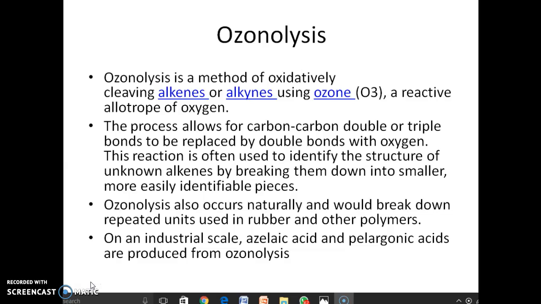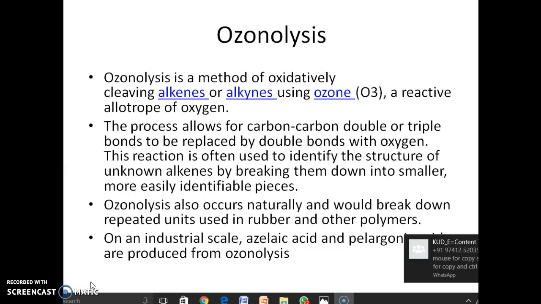Hello, good evening students. Today I will discuss some of the reactions of alkenes, like ozonolysis and hydration reactions. So first we will discuss ozonolysis.